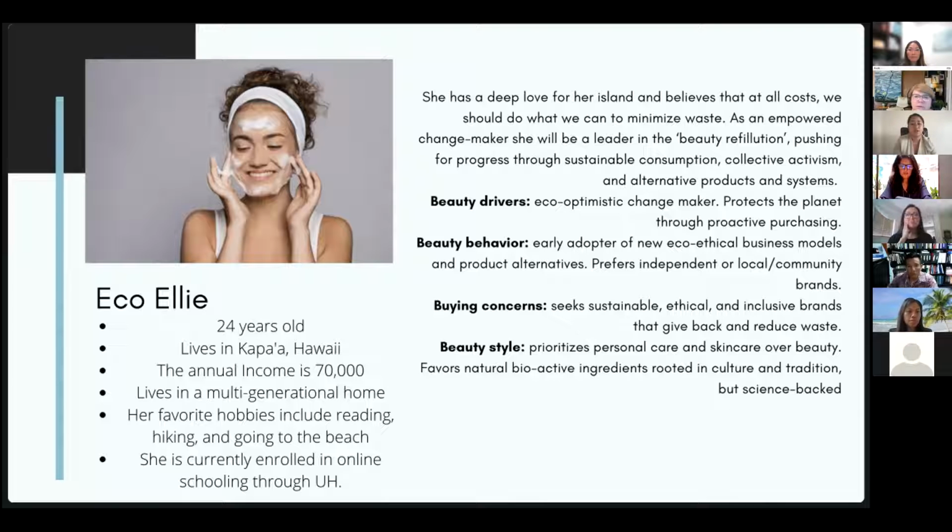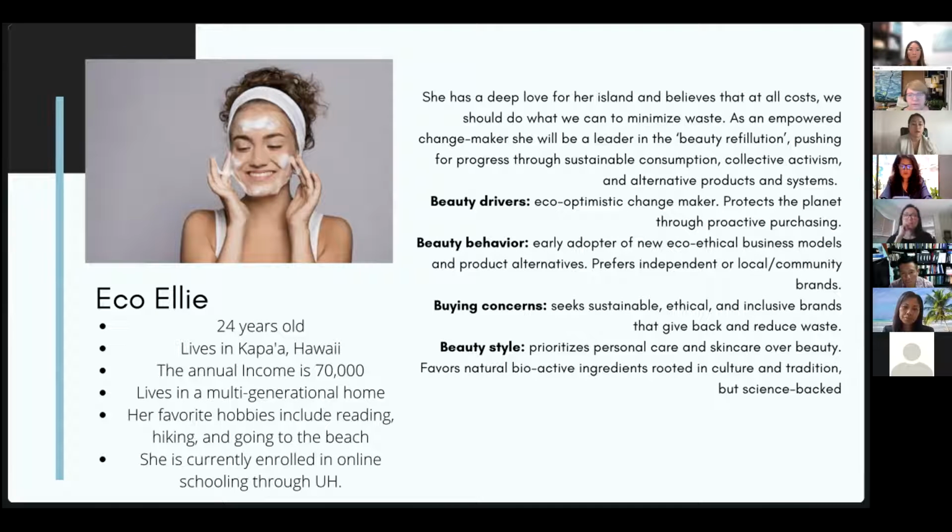As an empowered change maker, she will be a leader in the beauty revolution, pushing for progress through sustainable consumption, collective activism, and alternative products and systems. So her drivers: she's an eco-optimistic changemaker. She likes to protect the planet through proactive purchasing. So buying from companies who have strong core values, who are eco-friendly and have sustainable practices is what drives her purchasing behaviors. Her beauty behavior: she likes to be an early adopter of new eco-ethical business models and product alternatives.